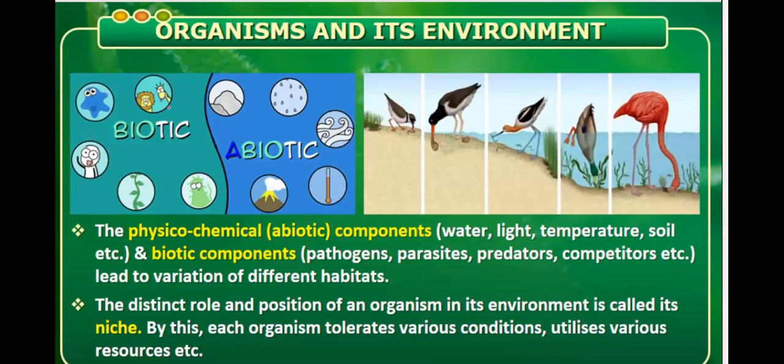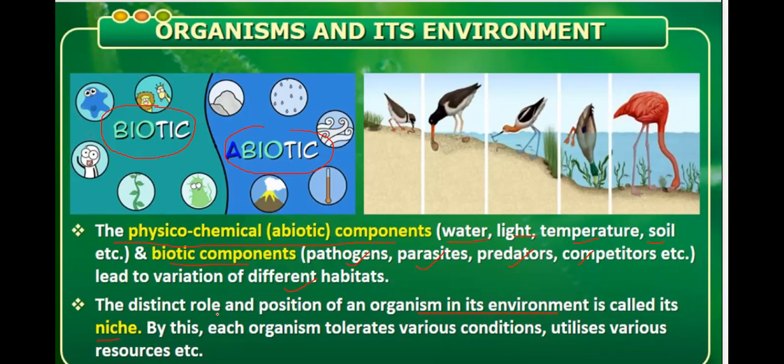So in the environment, there are two components, biotic as well as abiotic components. The physicochemical abiotic components are like water, light, temperature, soil, and the biotic components are like pathogens, parasites, predators, competitors, and many more. These lead to variation of different habitats. The distinct role and position of an organism in the environment is called its niche.